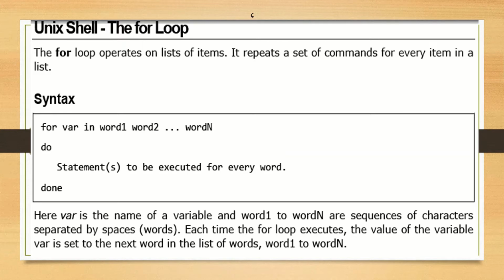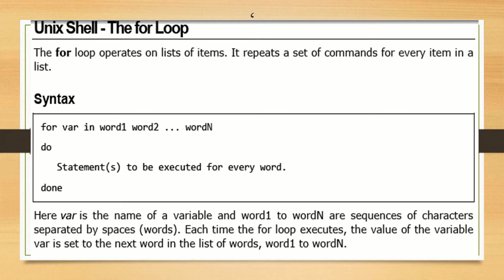The for loop operates on a list of items. It repeats a set of commands for every item in the list. For syntax: for any variable name, in is the keyword, word 1, word 2 up to word n. All the set of commands are placed in sequence, then do the statements repeatedly executed for word 1, word 2, up to word n, nothing but the statements to be executed for every word. Then write once again the done statement; do and done are keywords.